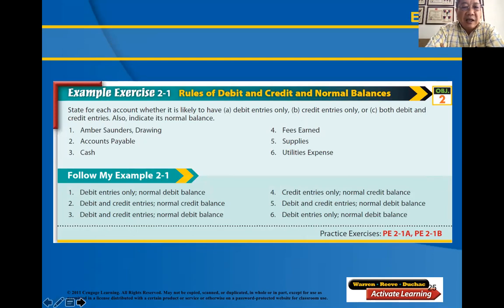Cash, posibleng mag-debit, posibleng mag-credit kasi nadadagdagan ng cash, nababawasan ng cash pag may binayaran ka. Number 4, fees earned, credit entries only because the normal balance ay credit. Supplies, nadami, naunti, kaya pwede mag-debit, mag-credit. Debit entries only, ang number 6, kasi it's an expense. Hindi ka pwede mag-credit ng utilities expense unless may error.